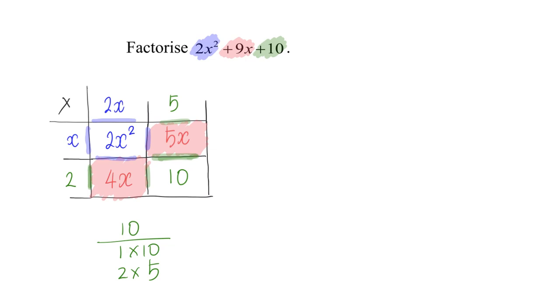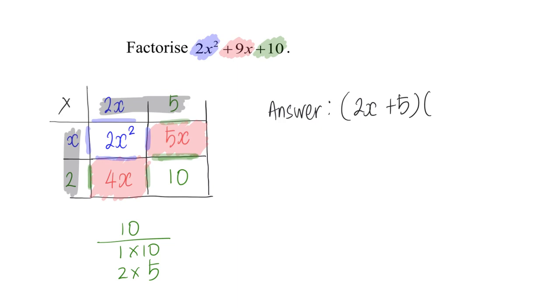How do we read the answer then? We have to read it in this manner. Okay, so the answer will look like this. I will have positive 2x, positive 5, positive x, and positive 2.